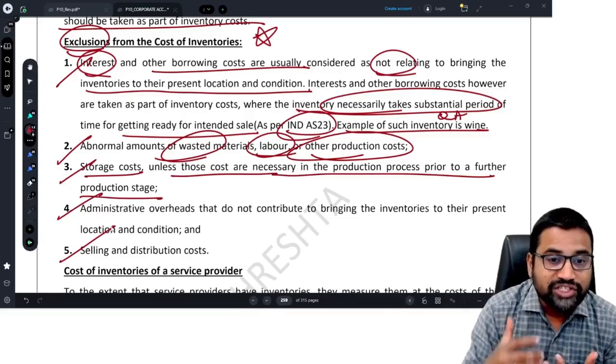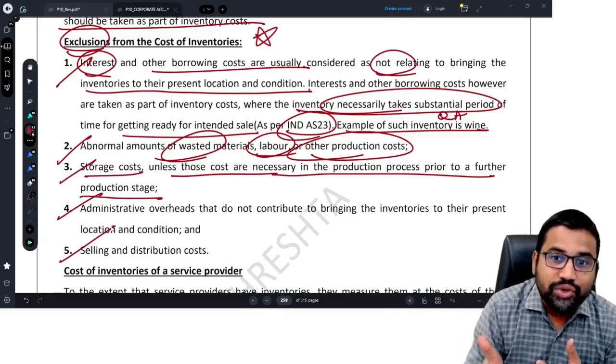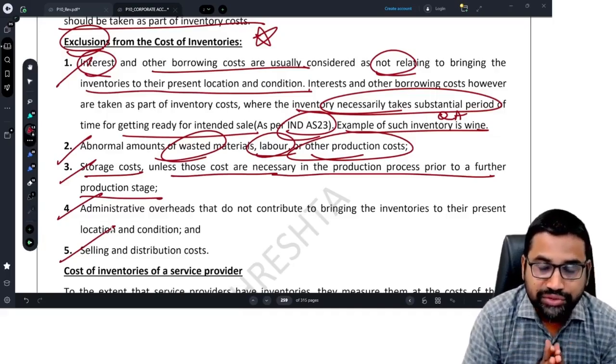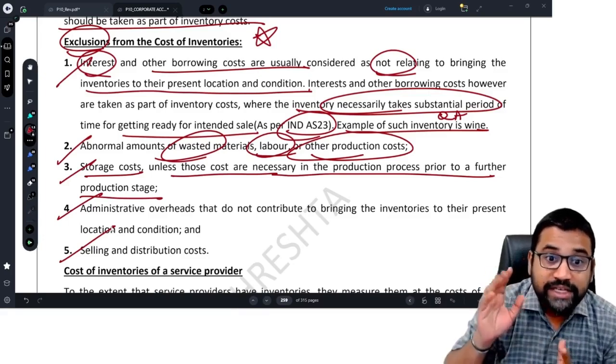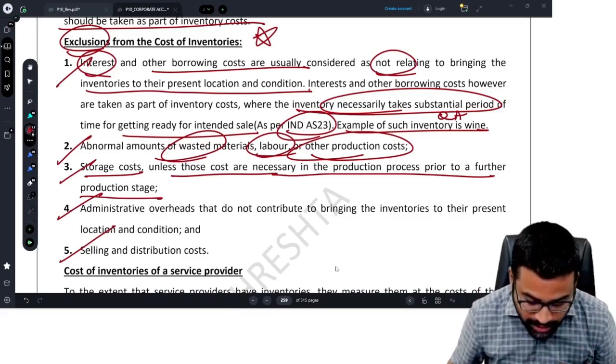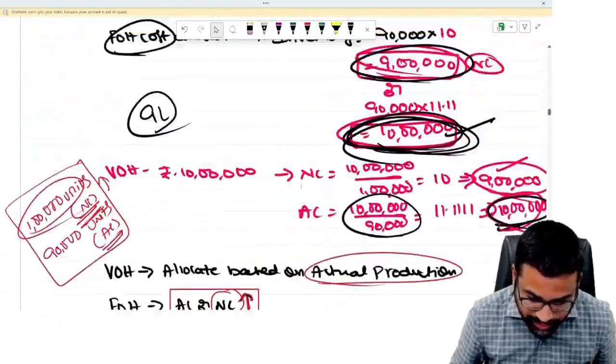Next, abnormal wastage of material, labor, other production cost we should not take. Any storage cost, unless it is necessary in the production process prior to a further production stage, we should not include it. And next, any abnormal administration overheads, don't include it. Any selling and distribution overheads, please don't include it as a part of cost of inventories. So this is cost of inventories, sir.